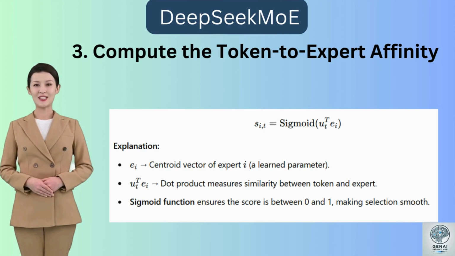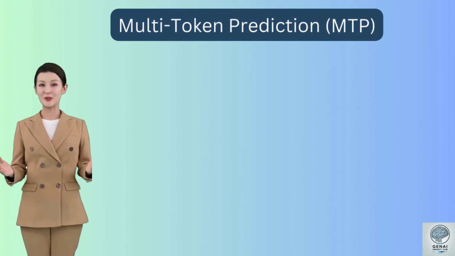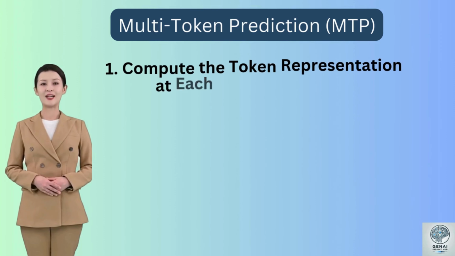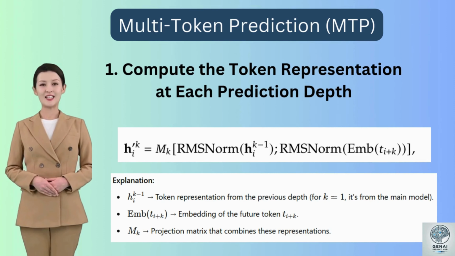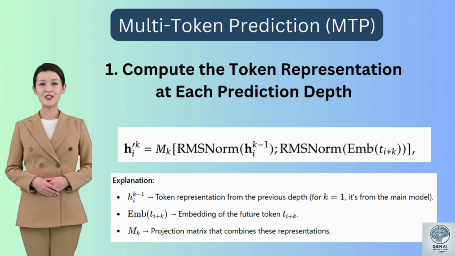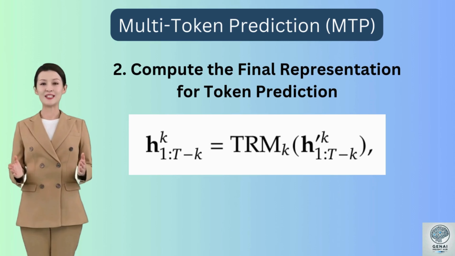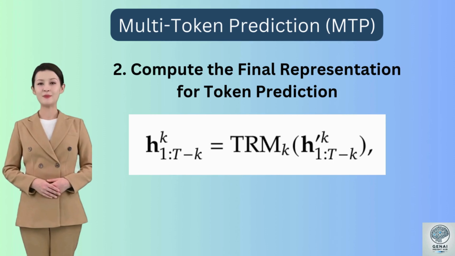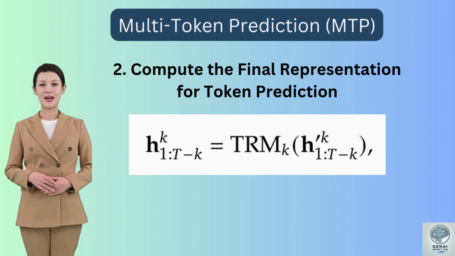The affinity score is calculated as follows. Multi-token prediction (MTP). 1. Compute the token representation at each prediction depth. For the k-th MTP module, the token representation is computed as follows. This combination is passed into a transformer block for further processing. 2. Compute the final representation for token prediction. The new token representation at depth k is given by the transformer block. TRM refines token representations for better prediction.